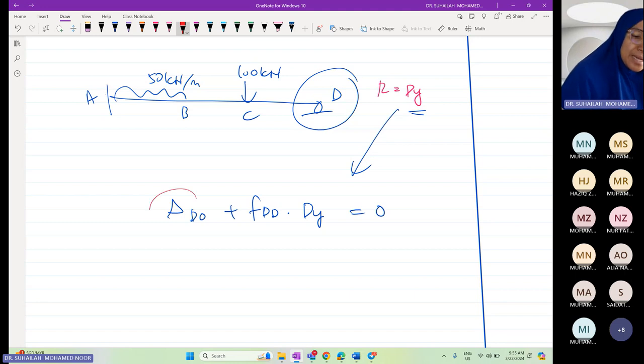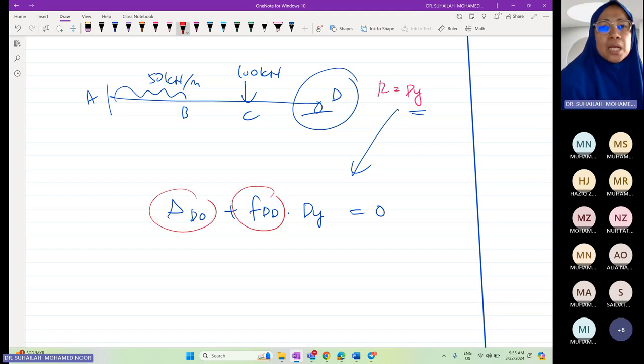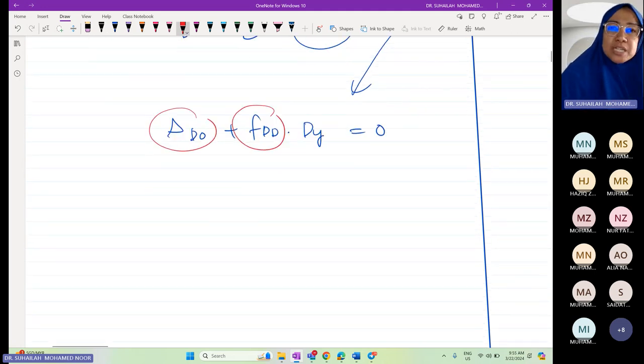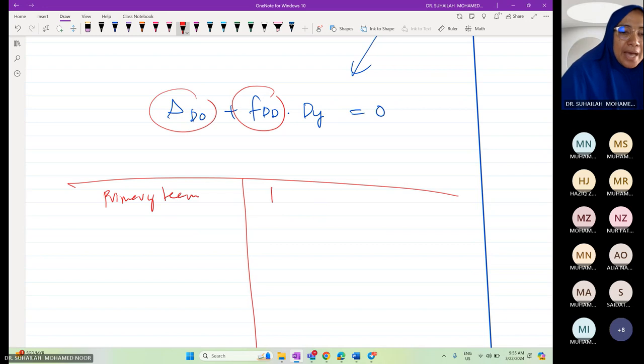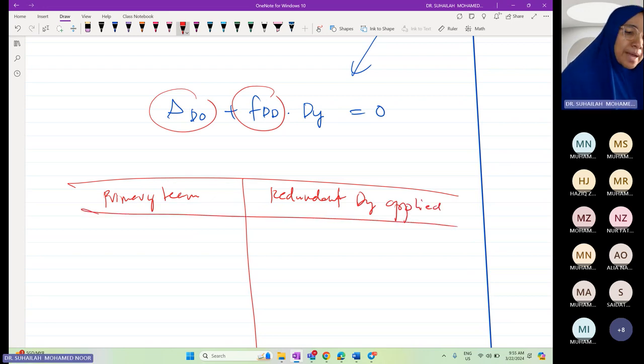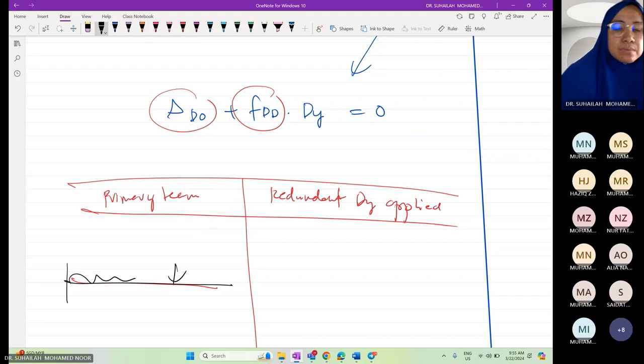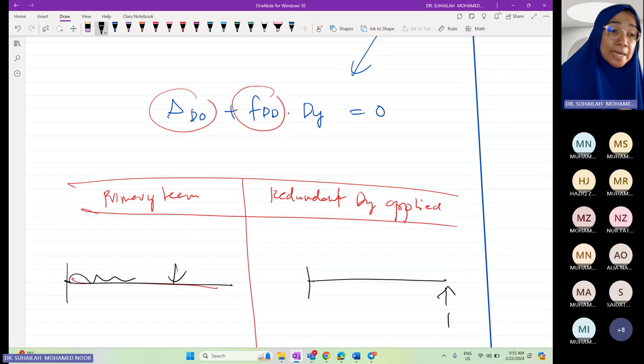Okay. This displacement is a displacement, this is also a displacement. Okay, there are two displacements. These two displacements come from two systems, the primary beam and the redundant beam. For the redundant, DY is applied. For the primary beam, we just remove roller D, so the others remain. For the redundant, DY applied, zero, a unit value only.